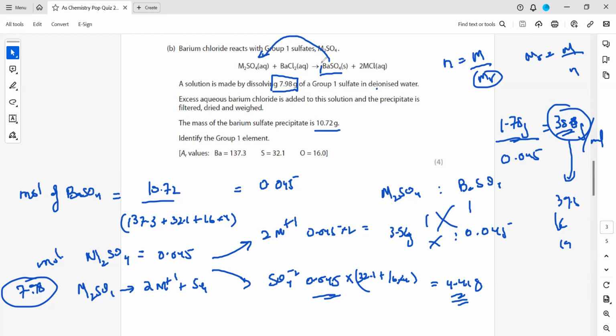So first what we did, we got the moles of barium sulfate. From moles of barium sulfate, we worked out the moles of the group 1 metal compound. And this contains 1 mole of sulfate and 2 moles of the metal. First we worked out the total mass of the sulfate present in this, and we subtracted to get the mass of the metal. The mass of the metal is 3.56, which is for 2 moles. So mass of 1 mole will be 1.78. Mass of 1 mole divided by moles, we get the molar mass, which is 38.8, which refers to the mass of potassium, which is 39. So the element which is present here is potassium.